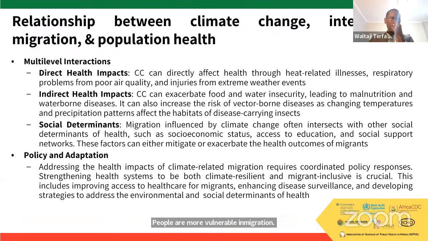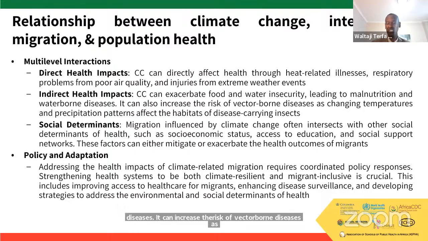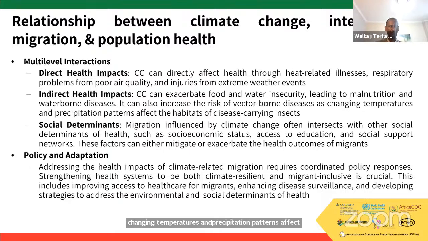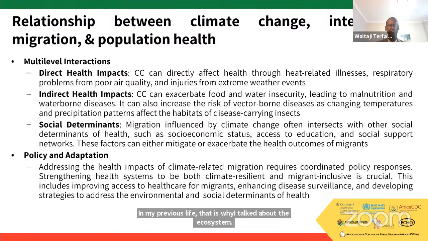This is the linkage. So what are the multifaceted or multivalent interactions in this case? The direct health impact can directly affect the health through heat-related illness, respiratory problem from poor air quality, and the injuries from extreme weather events. The indirect impact can be exacerbated food and water insecurity, which lead to malnutrition and waterborne disease. It can also increase the risk of vector-borne disease as changing temperature and precipitation pattern affect the habitat of the disease-carrying insects. That is why in my previous slide, I talked about the habitat, about the ecosystem. These all events bring change in those and then facilitate the disease-carrying insects proliferation.